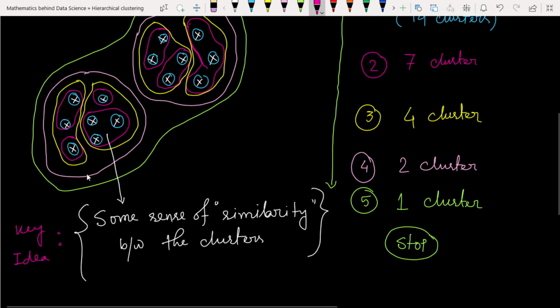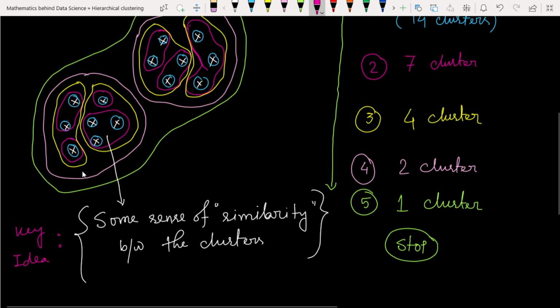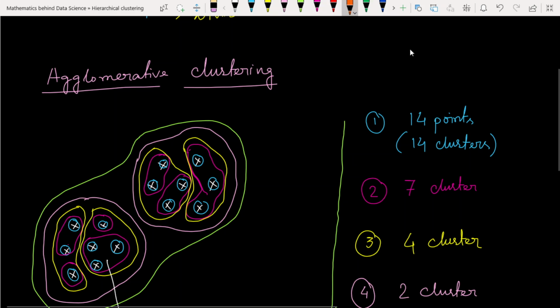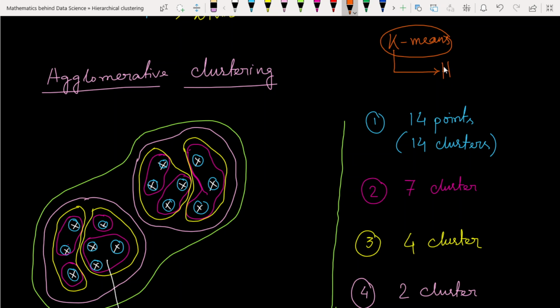I think you got it. One advantage of this clustering is, if you remember the K-means algorithm, in that algorithm we have to choose K as a hyperparameter. According to the value of K, the clusters are made. These are the hyperparameters for K-means.